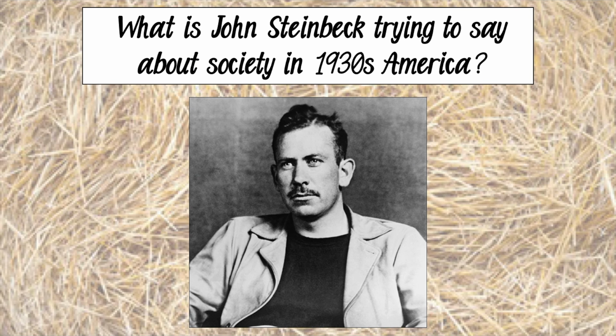Every video I make, I always come back to this for Of Mice and Men. What is John Steinbeck trying to say about society in 1930s America? So I really would encourage you, as I said, to go back, pause the video and have a think for all those different topics. What is John Steinbeck trying to say about society in 1930s America? You need to be able to articulate your point of view clearly. You need to be able to link all your mini points to your overall main point, and you must be able to link to context.